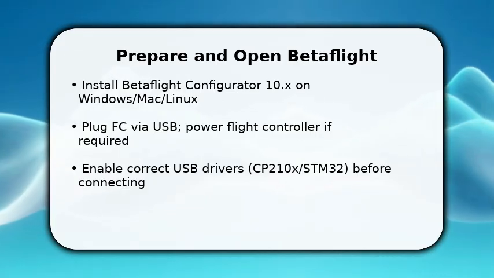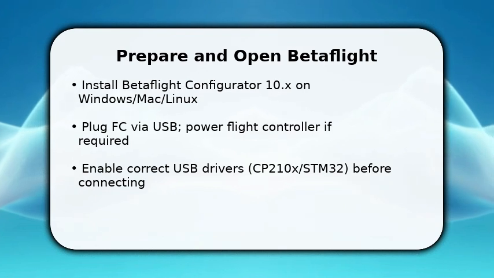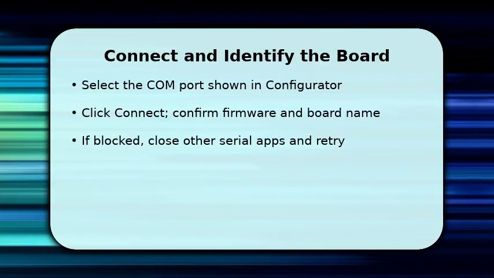You're initiating the link between hardware and software, which lets Betaflight read your board's firmware. Once the port appears, select it and click Connect. You'll see the firmware version and board name displayed. This tells you Betaflight successfully talked to the flight controller.